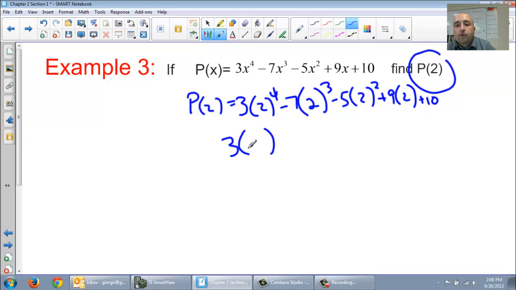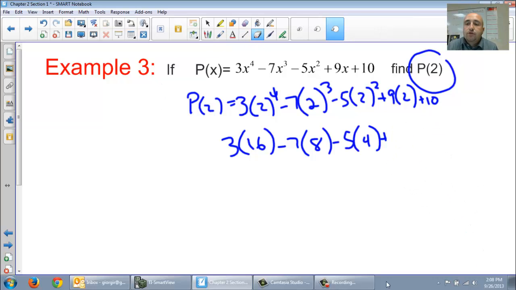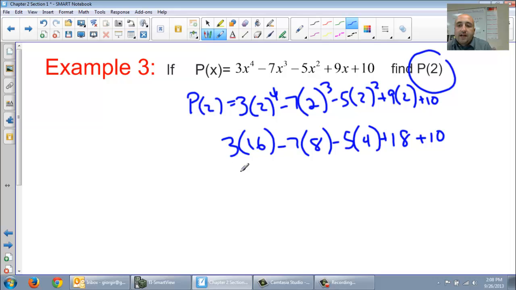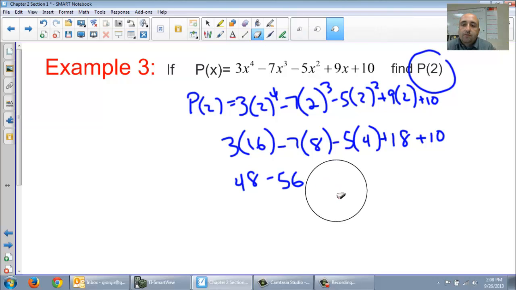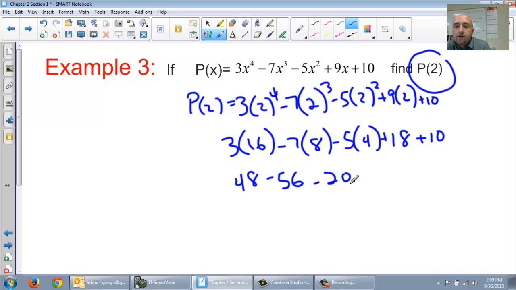3 times 2 to the 4th is 16, minus 7 times 2 to the 3rd is 8, minus 5 times 2 squared is 4, plus 9 times 2. 9 times 2, we can do that one pretty easily. 9 times 2 is 18. Okay, so this is 18, and then we have plus 10. 3 times 16 is 48 minus 56, minus 20 plus 18 plus 10.